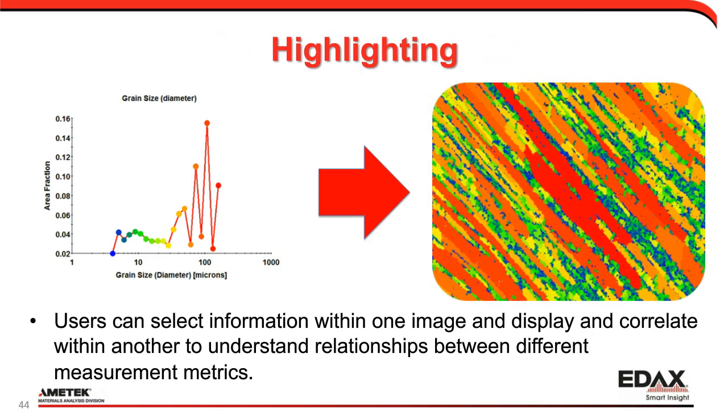And then we can also highlight different subsets. So if we look in this case at a grain size distribution, I can apply a color to that distribution and then see how those colors correspond to the map there. So the largest grains are red, the smallest grains are blue. And we can do that basically between any two outputs in the software.